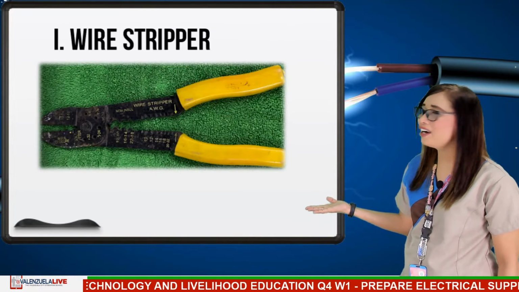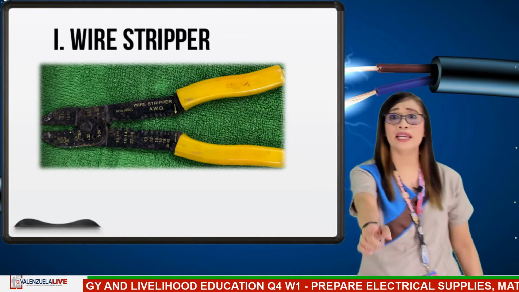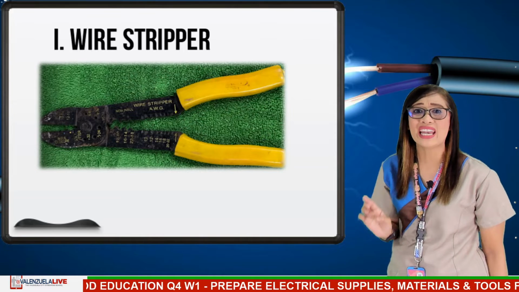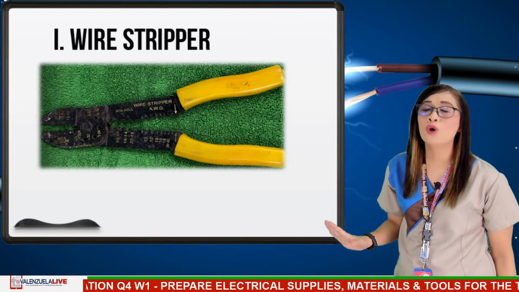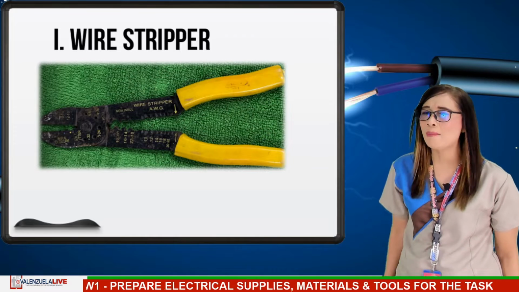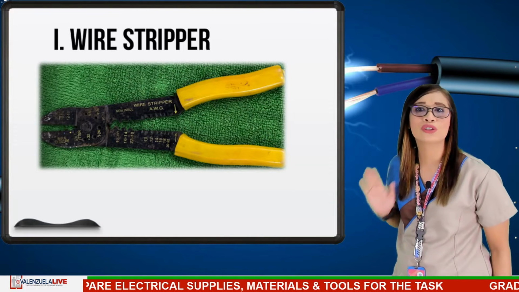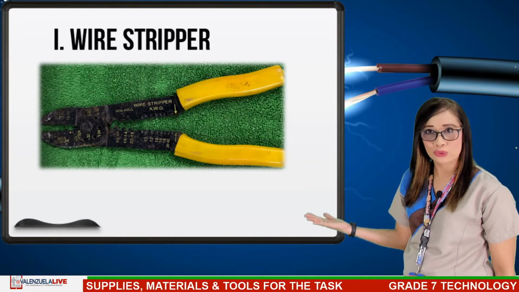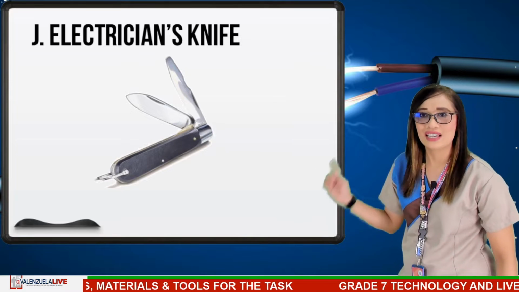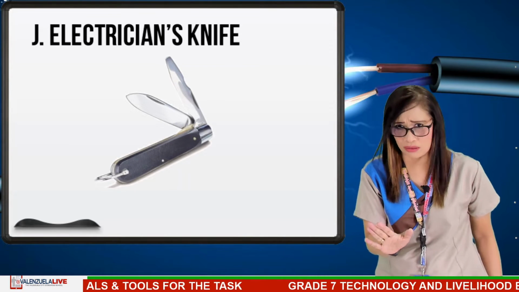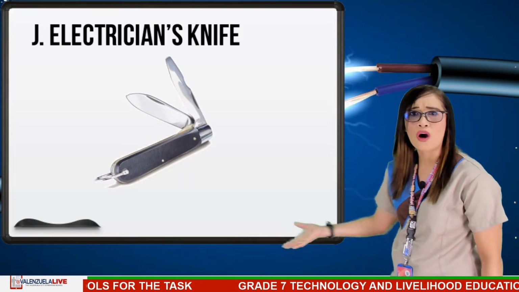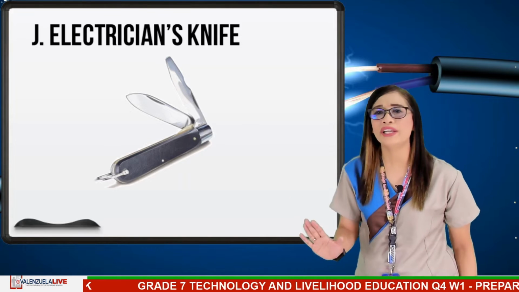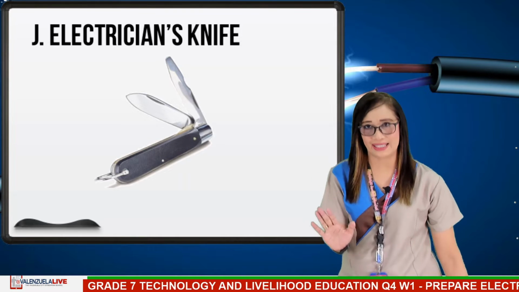Next, wire stripper. This is a tool used for removing insulation of medium-sized wires ranging from gauge number 10 to gauge 16. Electrician's knife. This is used by linemen to remove insulation of wire and cable in low and high voltage transmission lines.